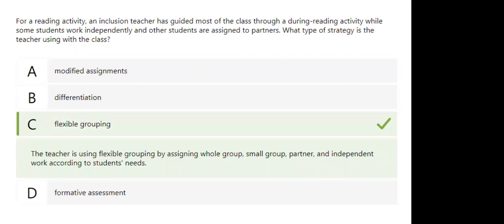Correct answer, flexible grouping. The teacher is using flexible grouping by assigning whole group, small group, partner, and independent work according to the student's needs. So it says that the inclusion teacher was doing a during reading activity. So some students work independently and other students are assigned to partners. In your mind, you should have thought, okay, that means that they're not all together. So it wouldn't be modified assignment. It could be some type of differentiation, but the fact that they're not all together in the question is letting you know that they're separated, and that would be grouping, flexible grouping.